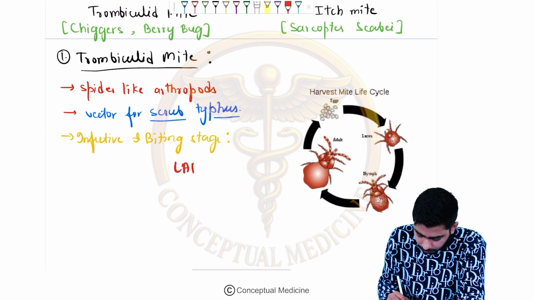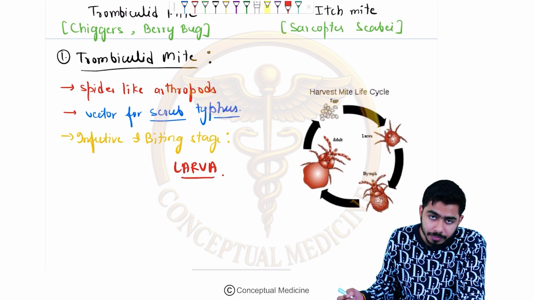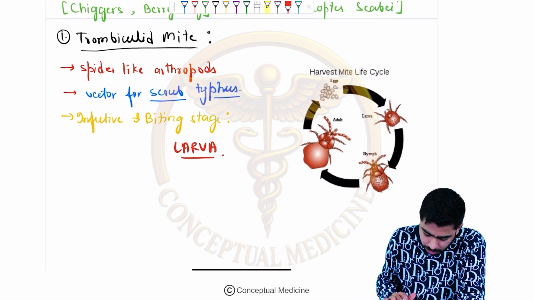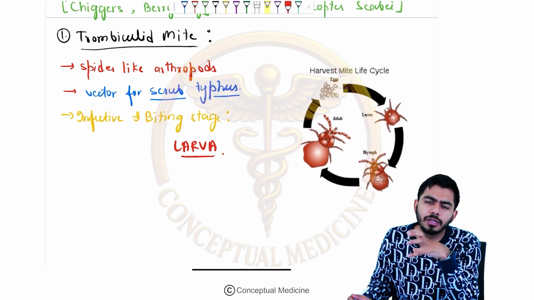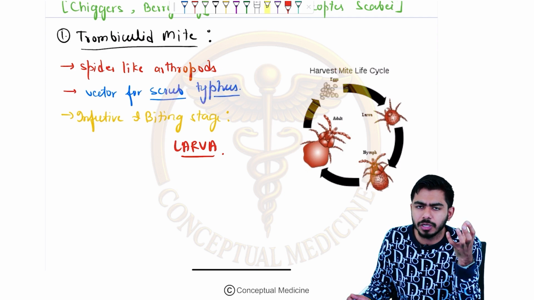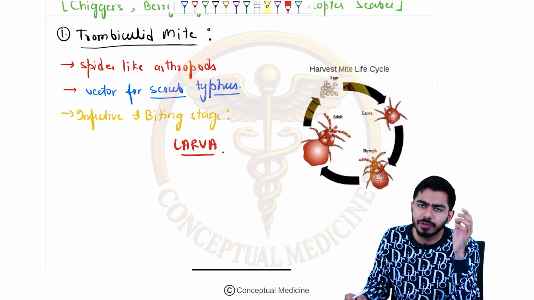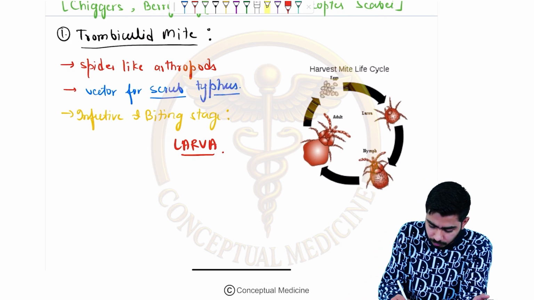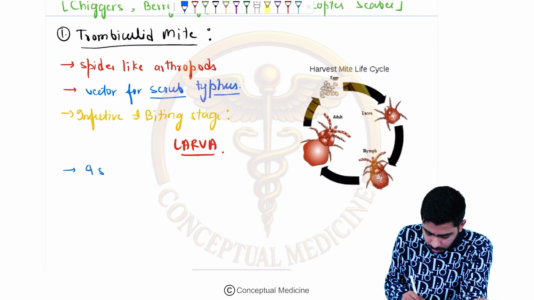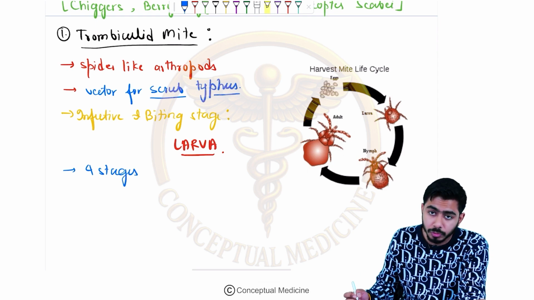That is the larva, okay? Please do remember that as well, right? That was an MCQ once. And if we talk about the life cycle of the trombiculid mite, as you can see over here, it's a very simple life cycle. Basically, we are having the 4 stages as far as the trombiculid mite is concerned.